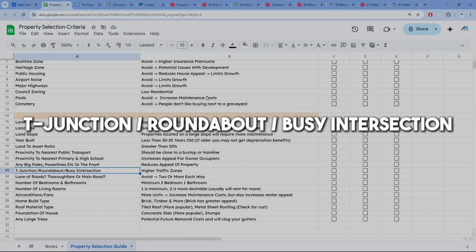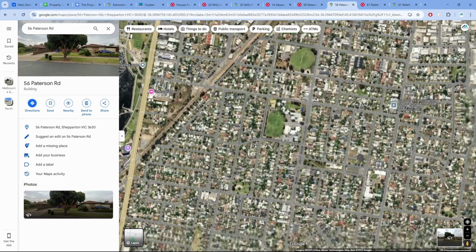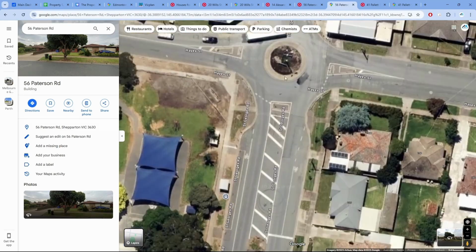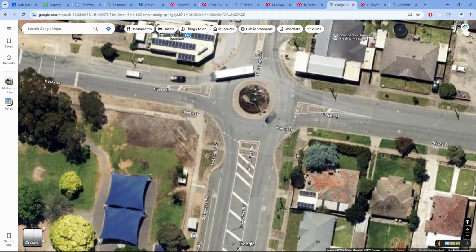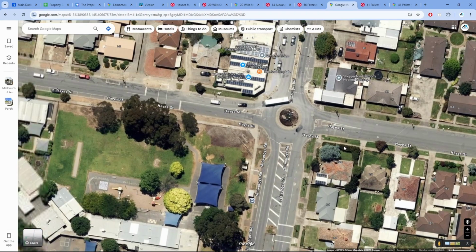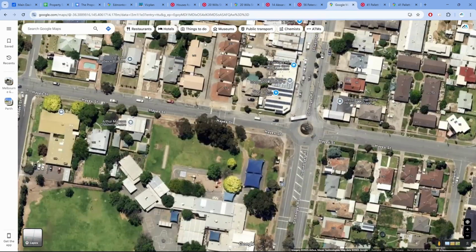Now, T-junctions, roundabouts, busy intersections, right? We want to be avoiding big intersections or properties near big intersections like this one here. This is an absolute no-brainer, right? I wouldn't be investing in this property here. Some people like to trade it off. For me, it's an absolute no.